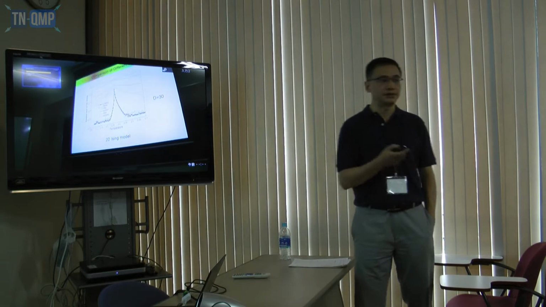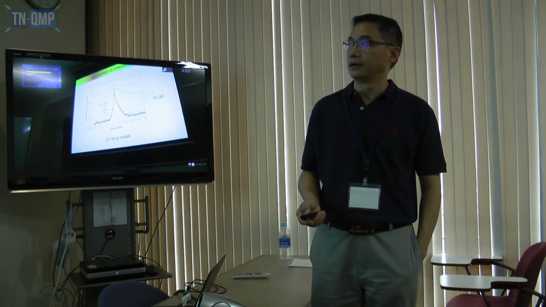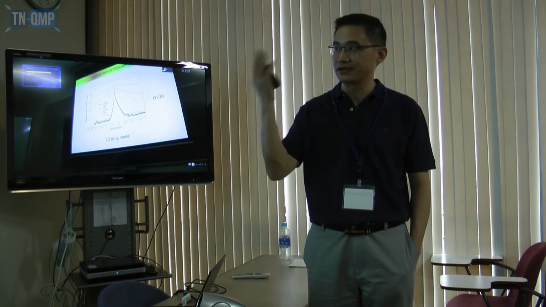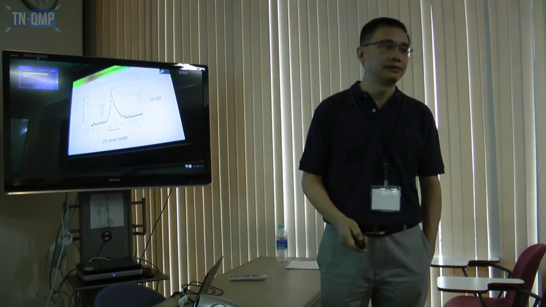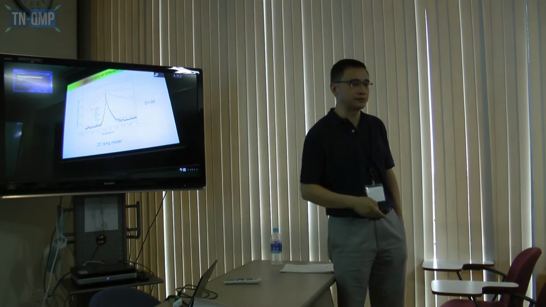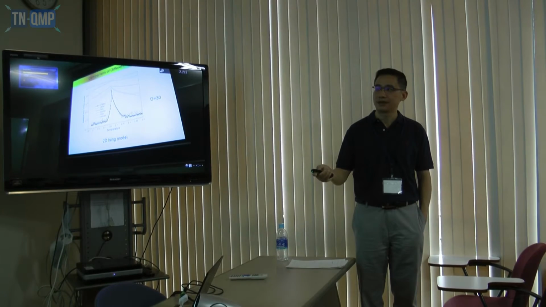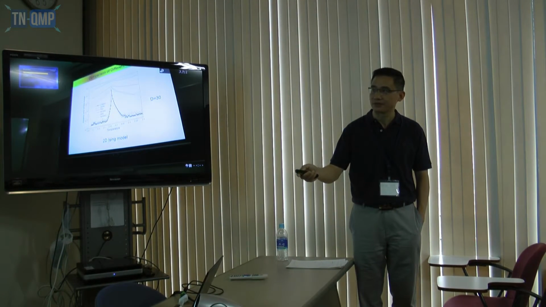Question: in this plot, CTMRG and ITBD show almost the same accuracy. That means they are almost exact for the given D. Okay, that's already reached their limit. So you cannot prove that the accuracy will drop by keeping the D unchanged.